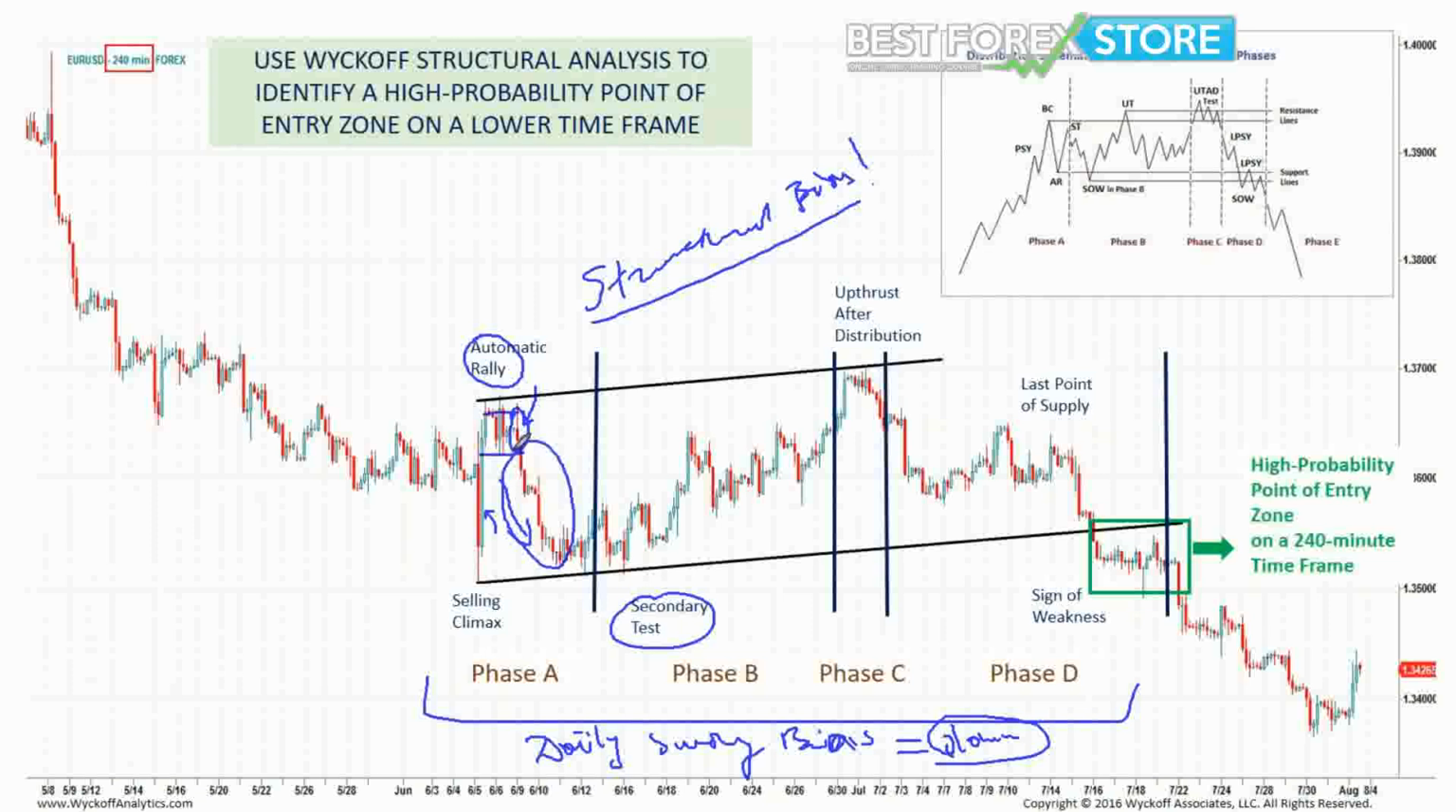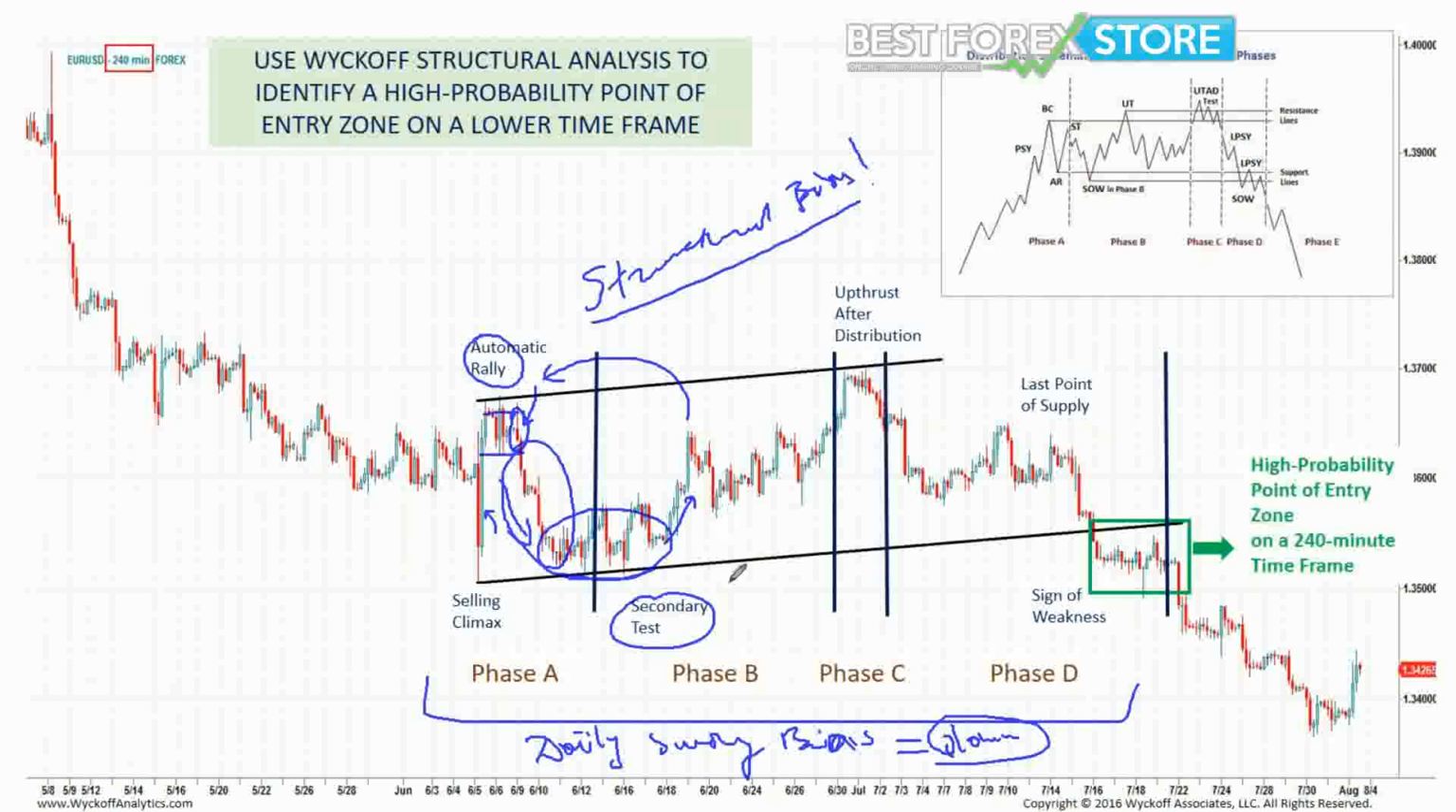We can even increase a position here, right? Then here, as we're starting to go up, what's the daily swing bias? Still down. Still down, but what's the structural bias? Up. Up, yeah. So we have this mix, right? So structural is up because we experienced a secondary test in B, and we are waiting for the test of the automatic rally, and yet the daily swing is down.